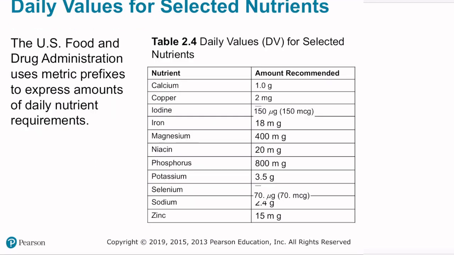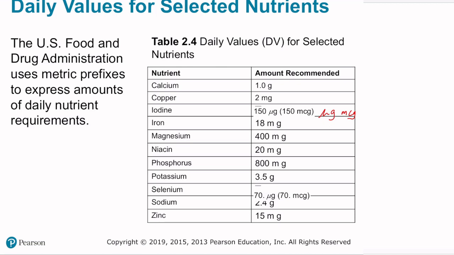Here's an example of a chart that combines several of these prefixes. For calcium, we have a recommended daily value of 1 gram. We don't have a prefix there. For copper, we have a recommended daily value of 2 milligrams. For iodine, 150 micrograms, which might be written with the Greek symbol micro in front of the gram, or mcg for microgram. For magnesium, for example, we see 400 milligrams.